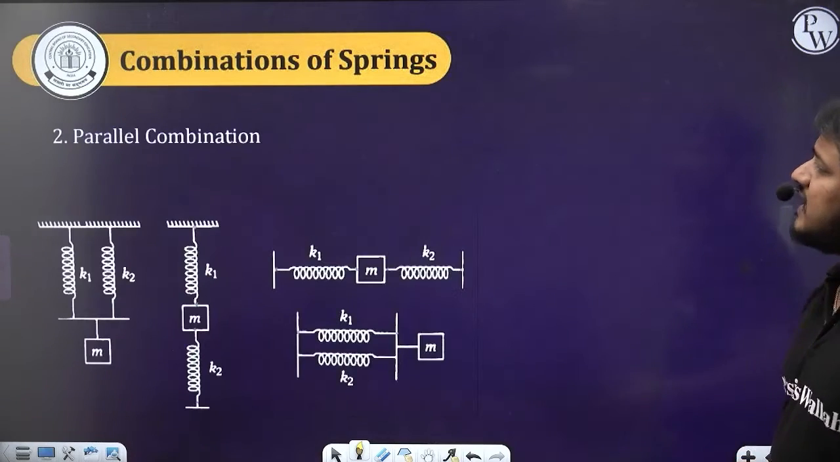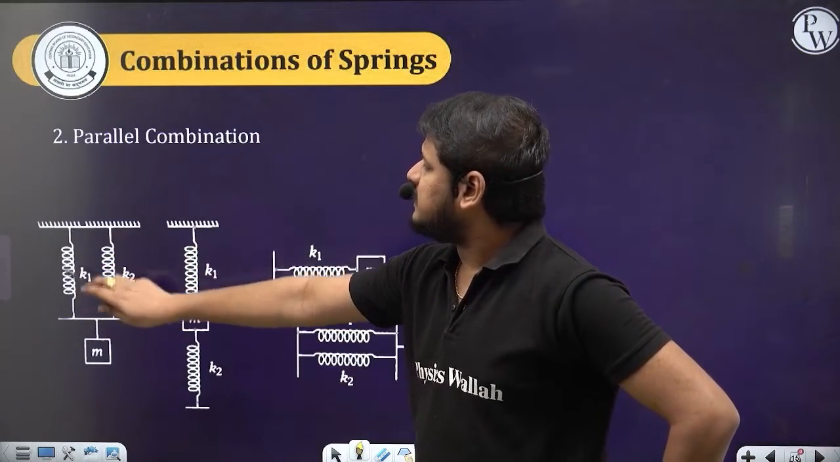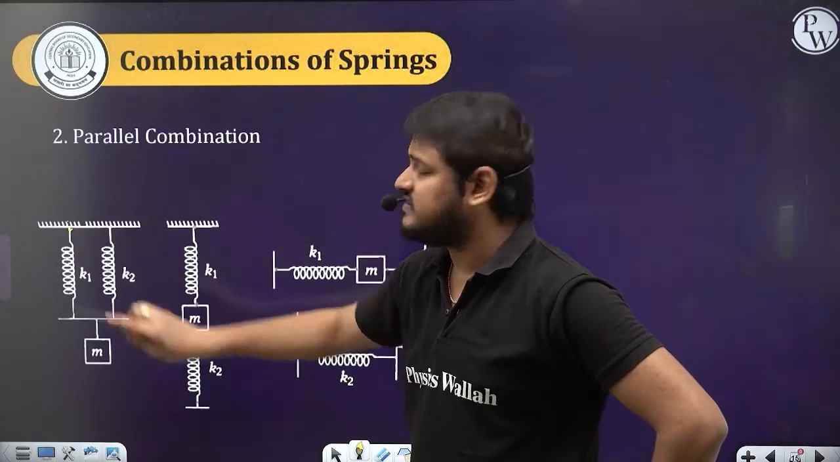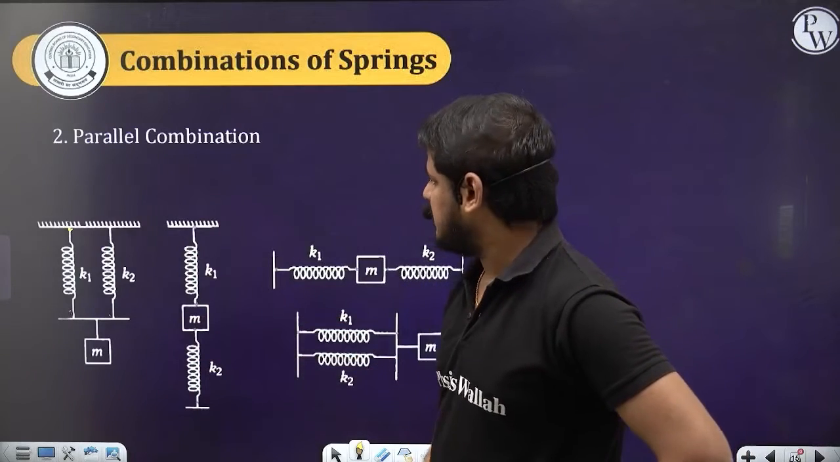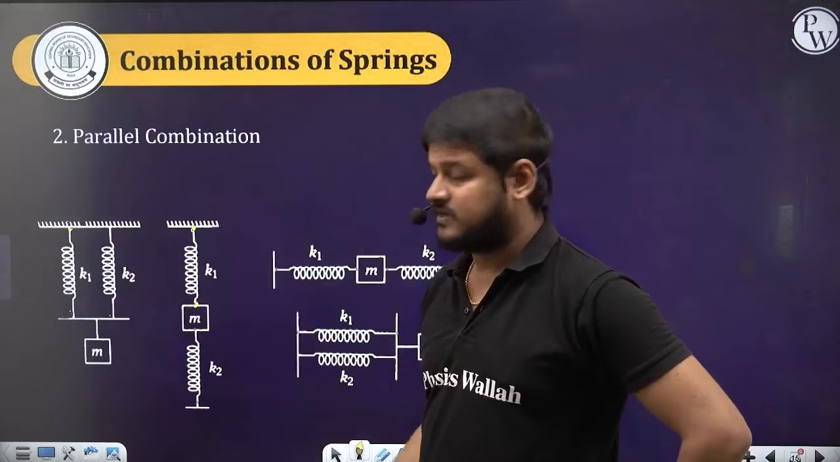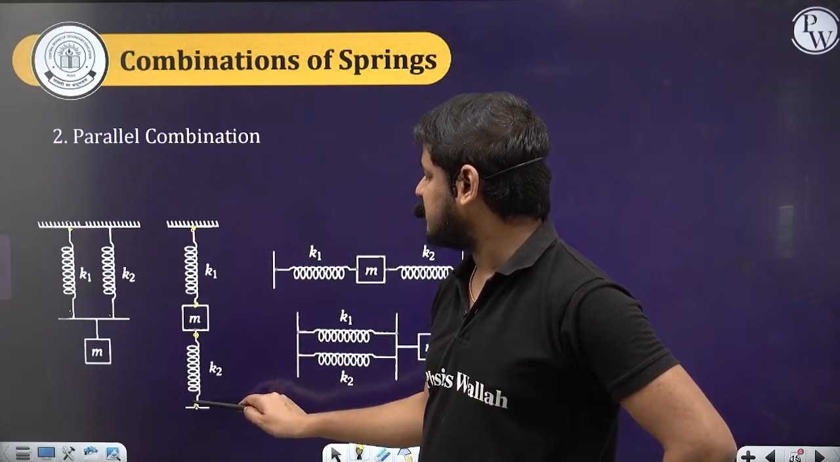And the parallel combination of springs means both the ends are connected to different ends. See here, one end is connected to the fixed end, the other end is connected to the mass. Or else it can be like this, one end connected to the fixed end, and the other end connected to the mass.